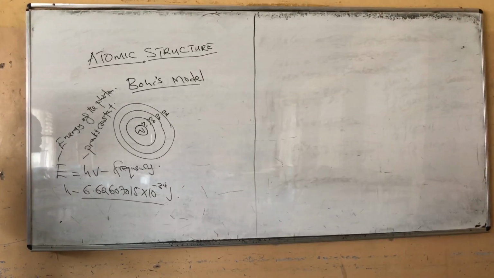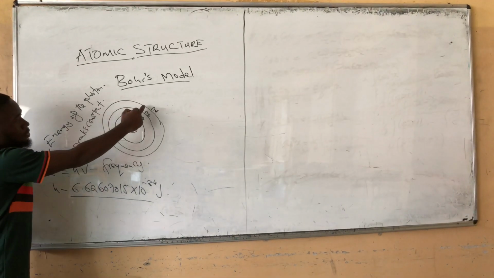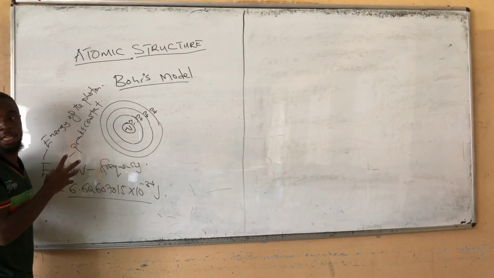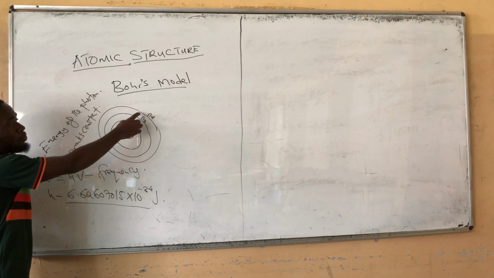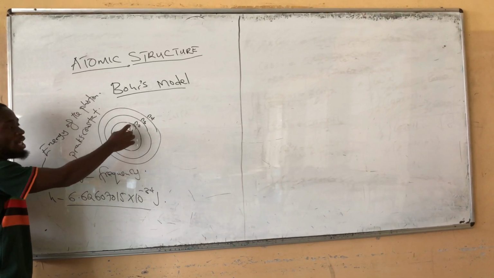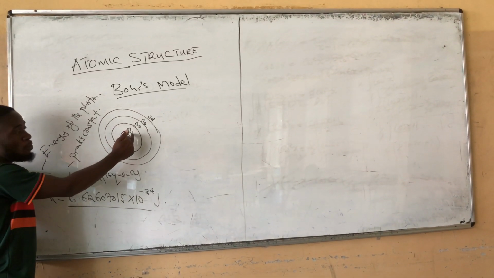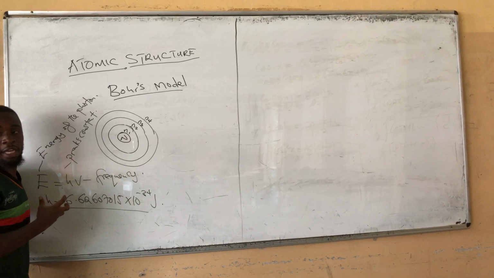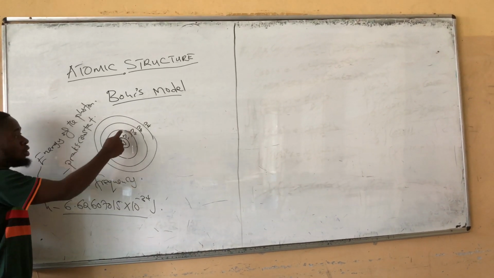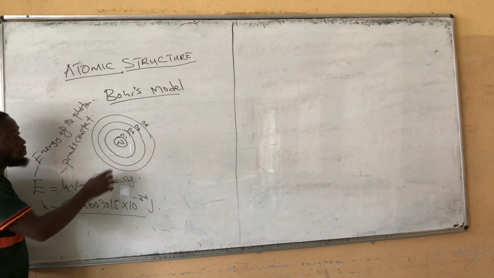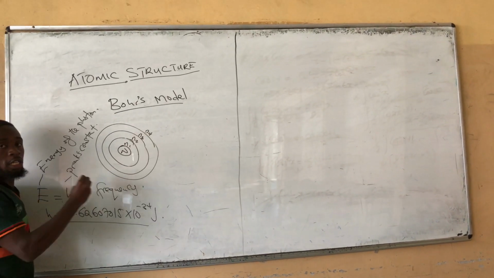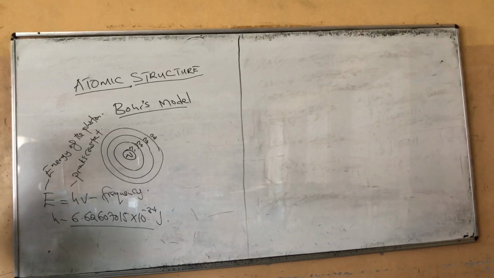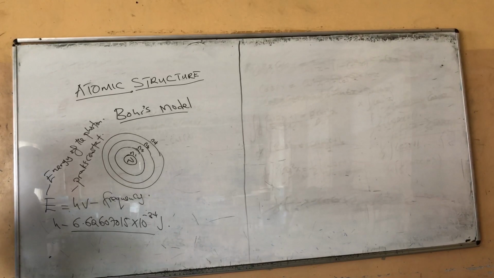When electrons fall from a high energy level to a lower energy level, they emit energy. But when they move from the lower energy level to the high energy level, they absorb energy. So when they move from the high energy level to the lower energy level, they emit the energy. And when they move from the lower to the high, they absorb the energy.